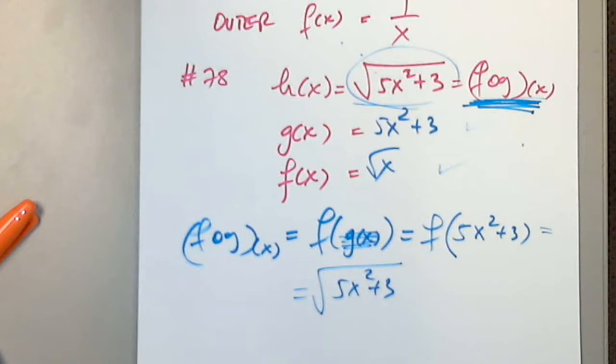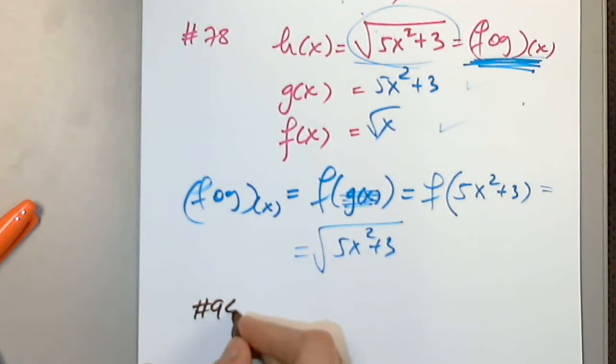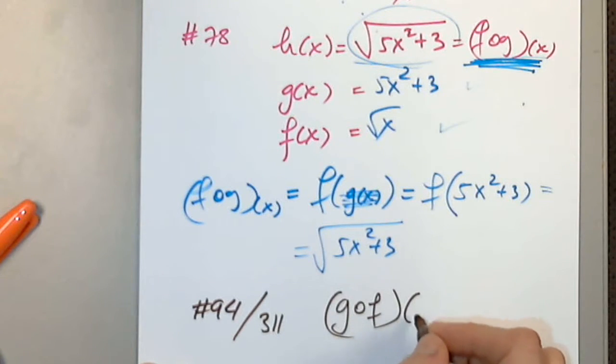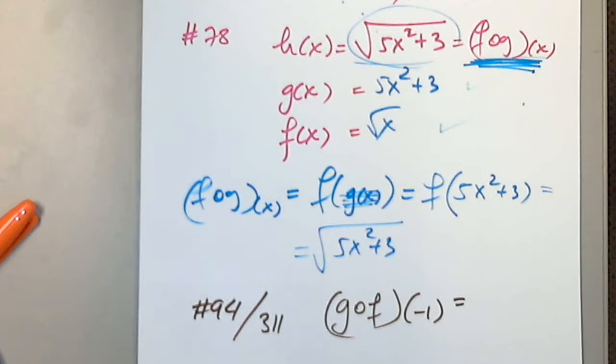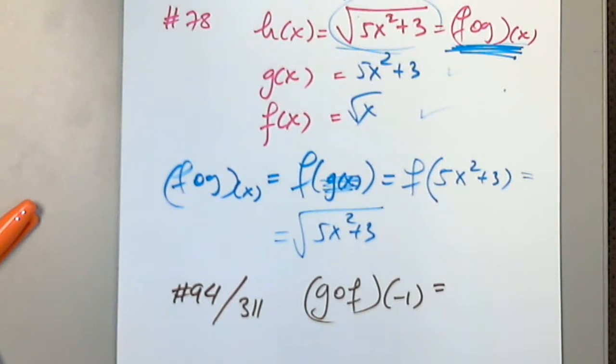We obtained that. Okay, one thing I would like to look at here, let's say problem 94 on page 311. So we're asked to find g comp f of -1. We're not given g, we're not given f. We're given their graphs. I'll show you the graphs in a minute, but please tell me, what does this mean? What is the definition of this? How do I write it? How will I explain it to anyone?